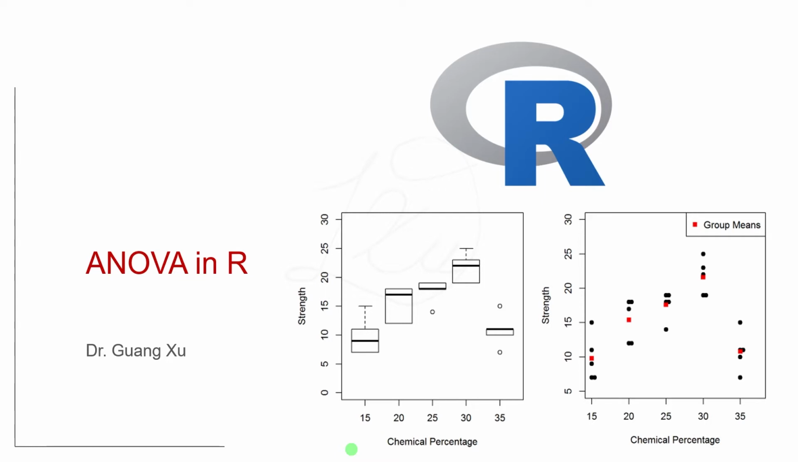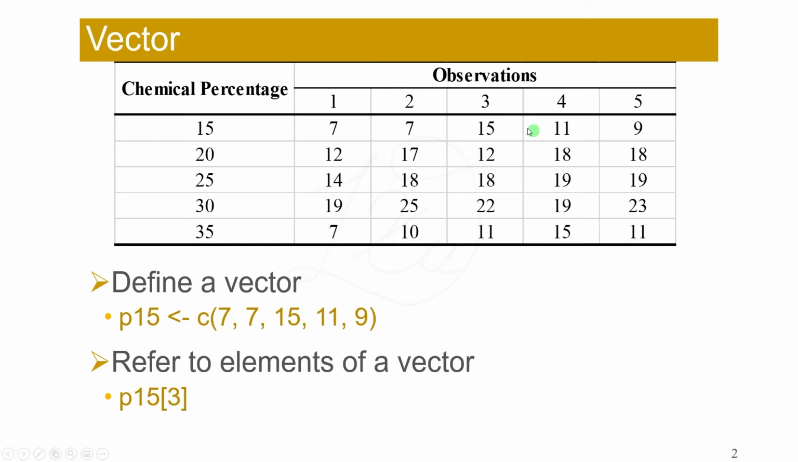In this video, I will show you how to present the data from a single factor experiment, like using a box plot or a scatter plot, and performing the ANOVA analysis using the R code. We will use the same experimental results, so we have one factor, which is the chemical concentration at 5 levels. And each level, we have repeated 5 runs. So we have 5 observations in each level.